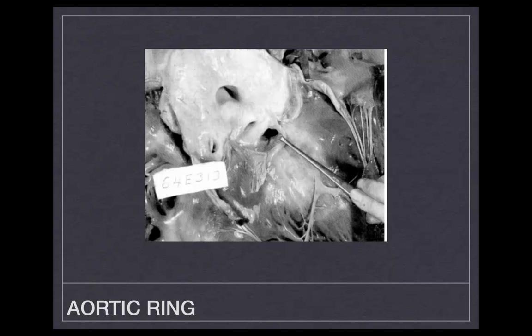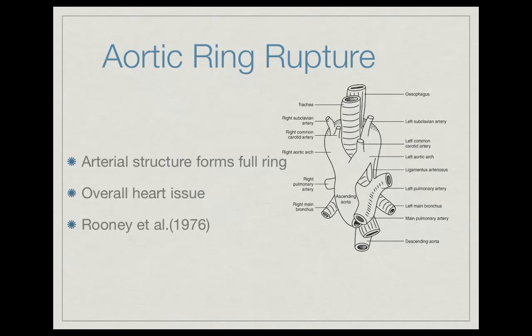Another structural condition that could lead to an arterial rupture is an aortic ring. An aortic ring rupture can occur when the arterial structures form a ring or a circumferential connection around another structure in the body, as seen here. You can see how there is a left aortic branch and a right aortic arch. You really shouldn't have a ring like that around any other structures.